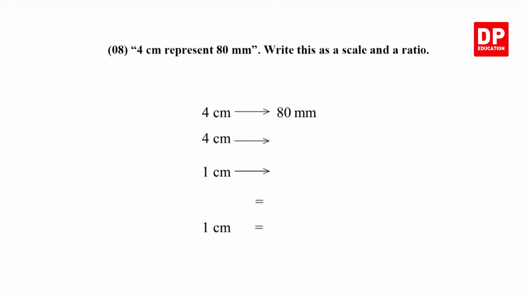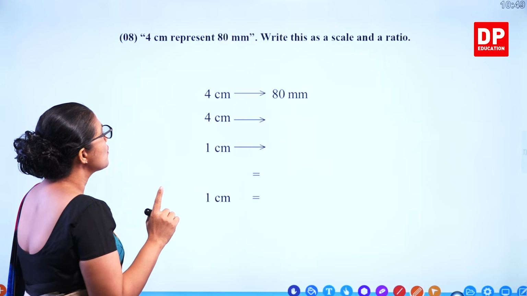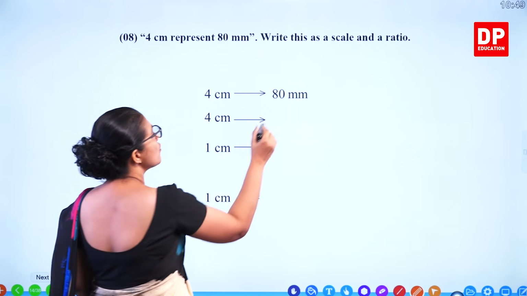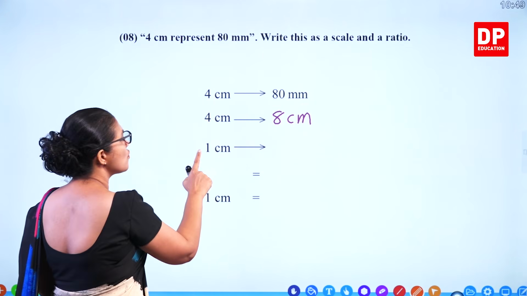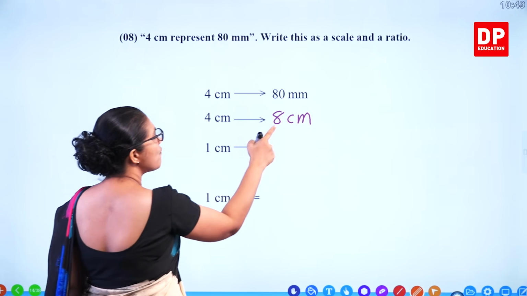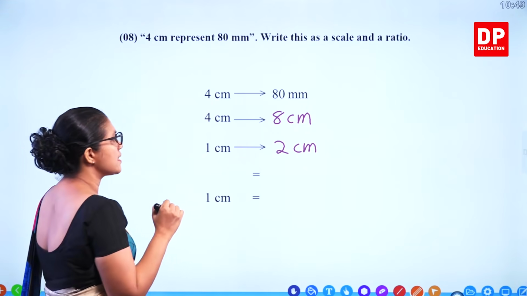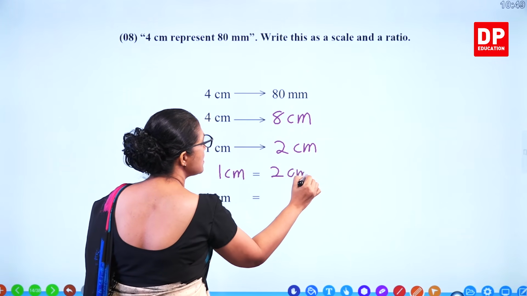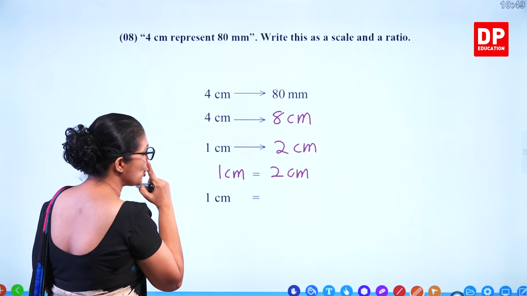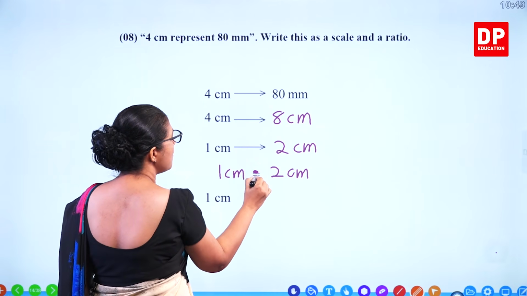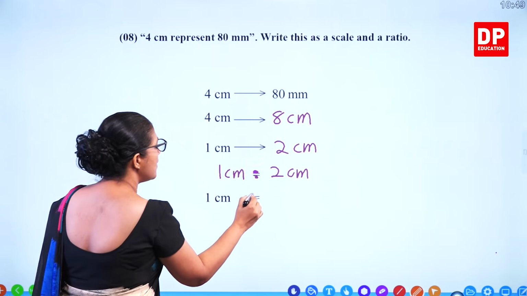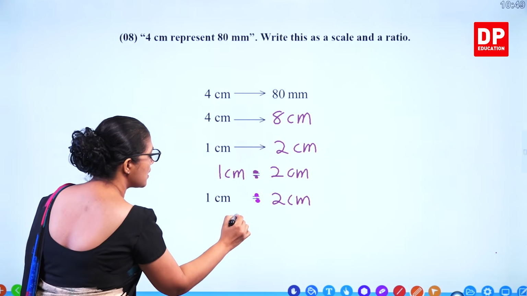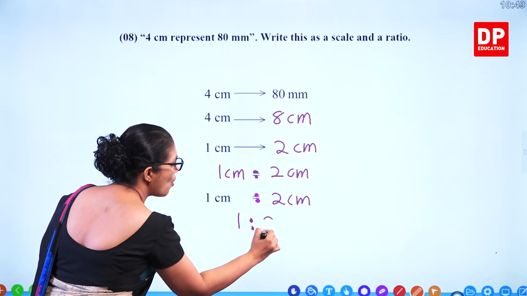8 centimeters represent 80 millimeters now. So 80 millimeters convert to centimeters, divide by 10. So you get 8 centimeters. So what does 1 centimeter represent? Divide by 4, 2 centimeters. So 1 centimeter represents 2 centimeters. That means what's the ratio? Here we can write, without writing the equal sign, the ratio sign. So 1 centimeter to 2 centimeters, without centimeters, the ratio is 1 to 2.